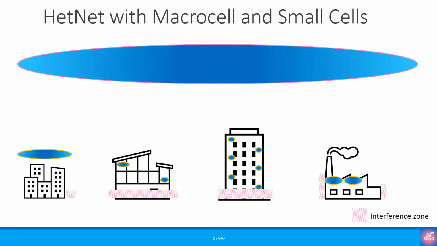The challenge is that there will be an interference zone in all these scenarios. We have highlighted this using a pink patterned block. The interference would affect the users where users can see both the macro cells and the small cells. To manage this interference, ICIC was enhanced in 3GPP release 10 and further enhanced in 3GPP release 11.